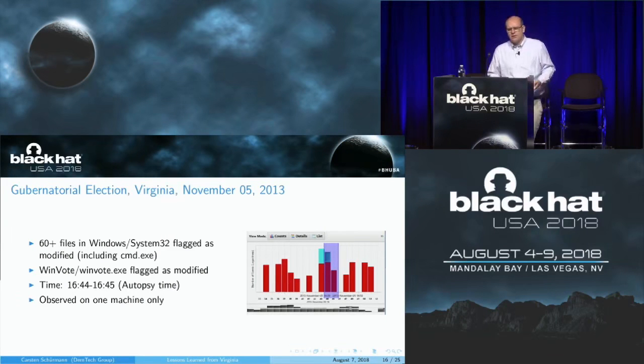Okay, so what does that mean? I don't really know, because it might be completely harmless. The system tried to update something. They were all flagged as modified. And also, the strange thing is the WinVote itself was flagged as modified. But I've checked the files themselves. They are actually all identical. So I do not know where this modification comes from.